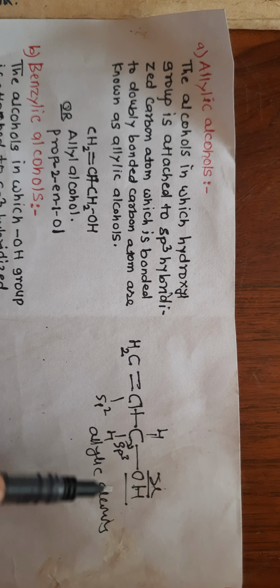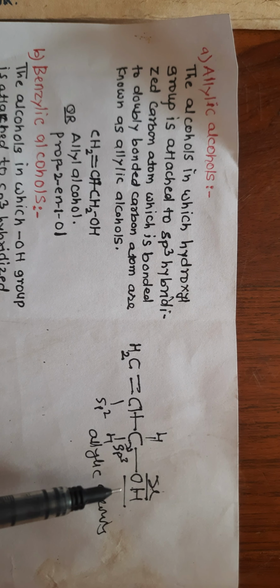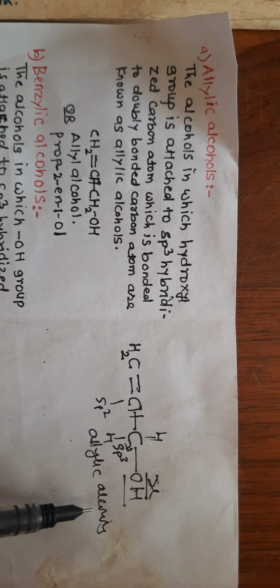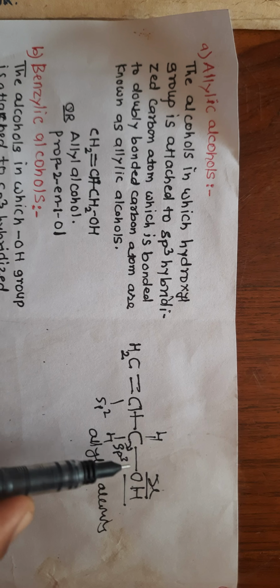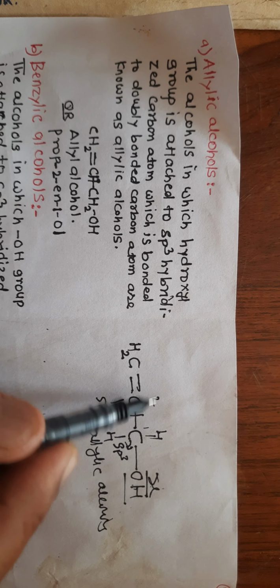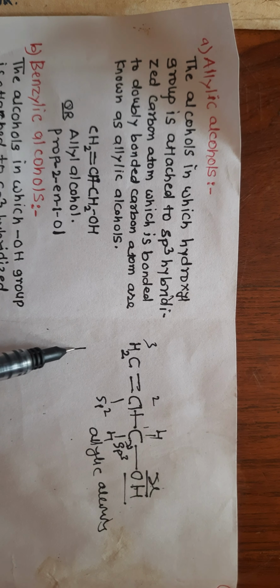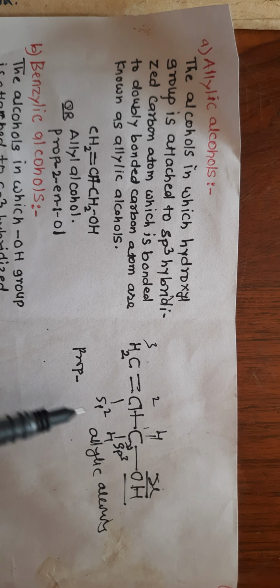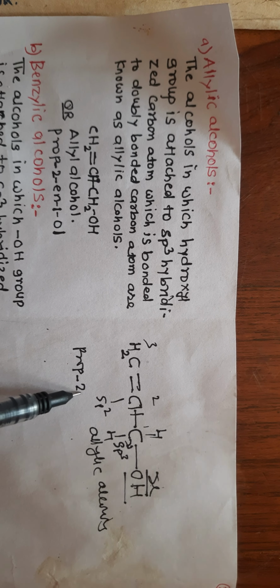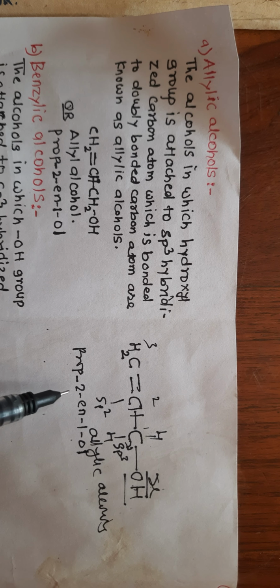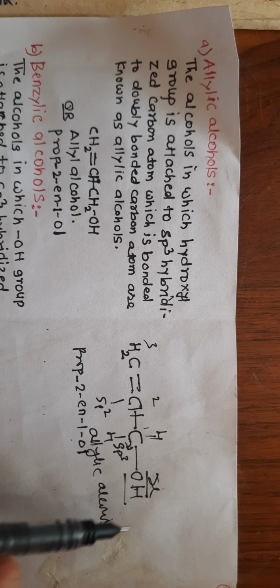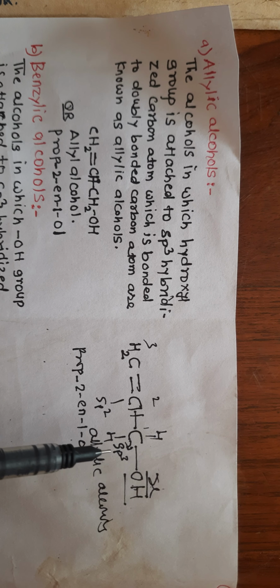The remaining part is the same, and here we have to write the example like this. The OH group is here instead of that X. Here we are taking Cl, Br, I. Now allylic alcohol, here it is known as allyl alcohol. The IUPAC name of this compound: there are 3 carbon atoms, therefore the parent alkane is propane, prop. There is a double bond between the second and third carbon, therefore 2-en, and the OH group is present at the first carbon, therefore 1-ol. Prop-2-en-1-ol is the IUPAC name of this alcohol.